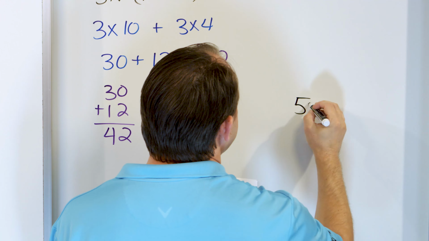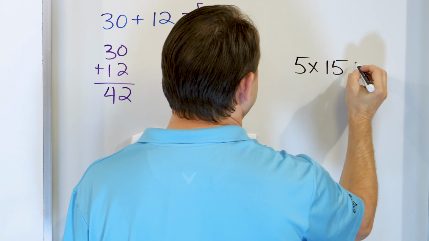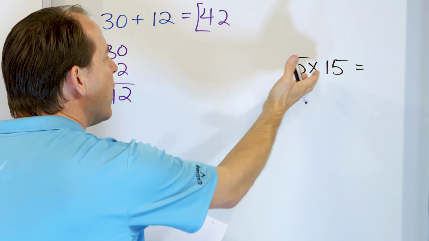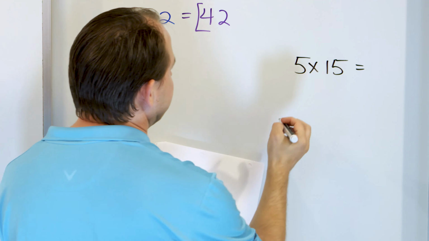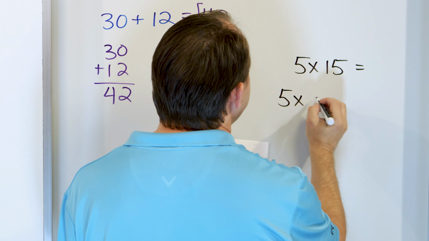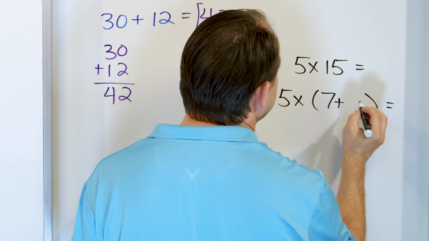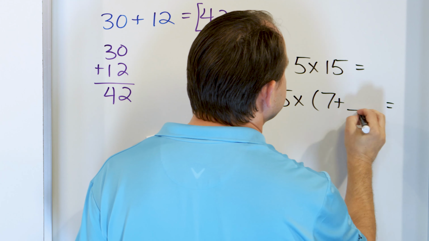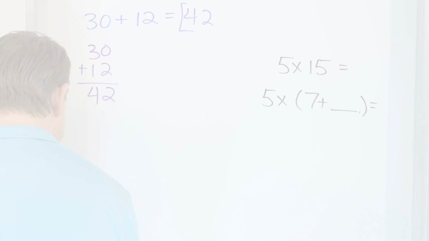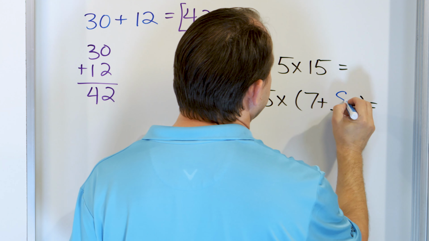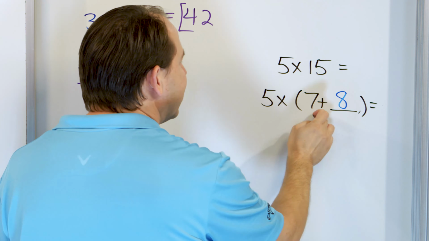Let's say we have 5 times 15. This is another example. I don't know off the top of my head what 5 times 15 is, but I can find the answer by breaking this 15 up into, let's just make it 7 plus some blank here. What should we put in the blank? The only thing that works to put in the blank there is an 8, because 8 plus 7 is 15.